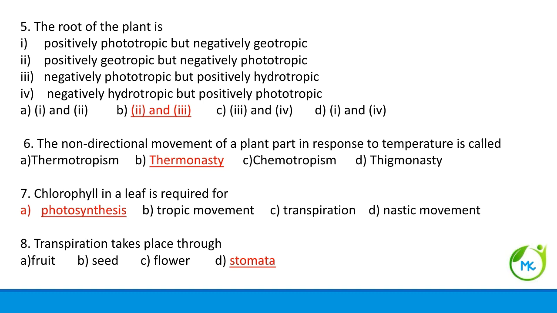So that is, the root of the plant is positively geotropic, grows towards the gravity, but negatively phototropic, that is, it is growing away from the light. So it is called negatively phototropic. And third option is also correct, negatively phototropic. So just now I told you away from the light, but positively hydrotropic, that is, it grows towards the direction of water.